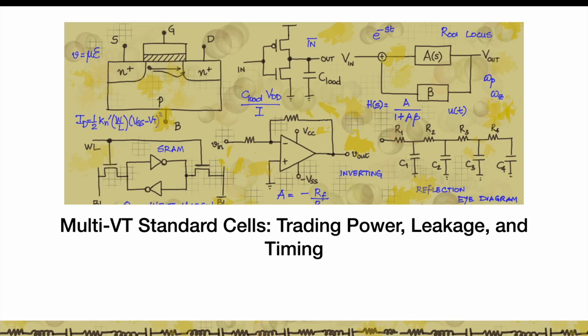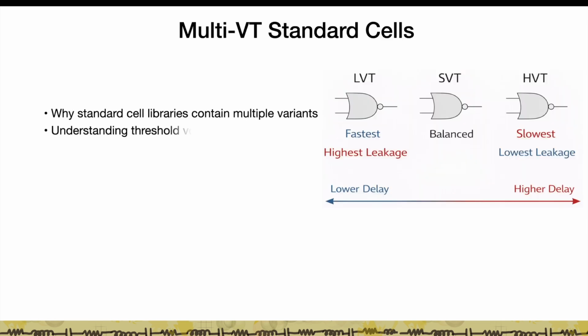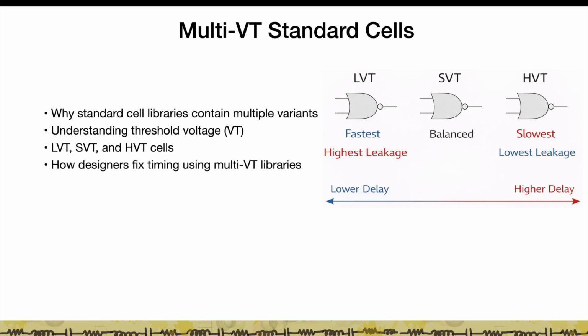Here's a question chip designers ask on almost every project. Can I make this faster without burning more power? The answer lies in something called multi-VT standard cells, and understanding them will change how you think about every logic gate in design. In this video, we'll unpack what threshold voltage actually is, walk through the 3 cell flavors every standard cell library ships with, and show you exactly how designers use them to fix timing violations without blowing up their power budget. Let's start with the physics.